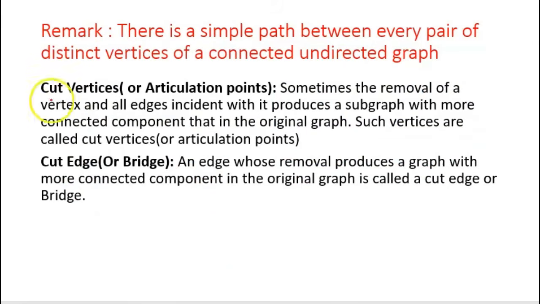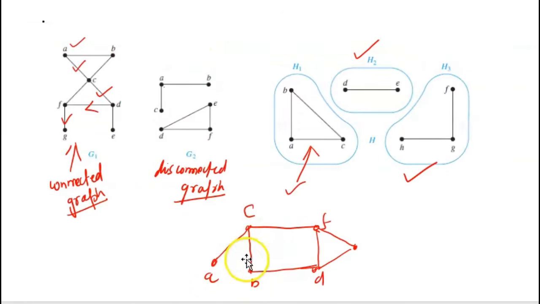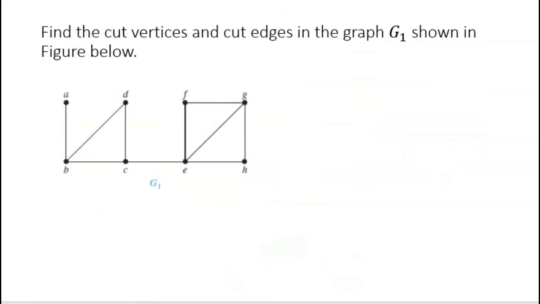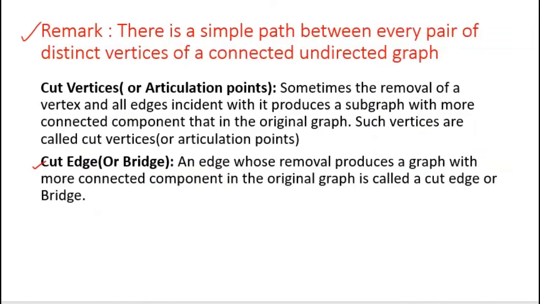Before I talk about cut vertices and cut edges, I think you have already noted one important thing: there is a simple path between every pair of distinct vertices of a connected undirected graph. So you can see that if you take any pair of vertices here, there will always exist a simple path between them. Now, what is a cut vertex?